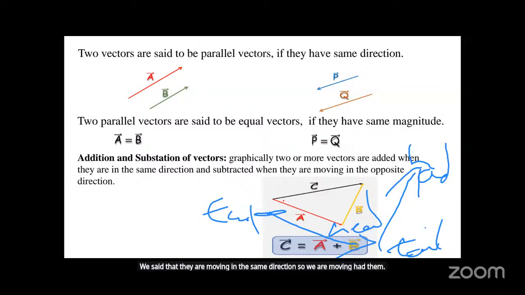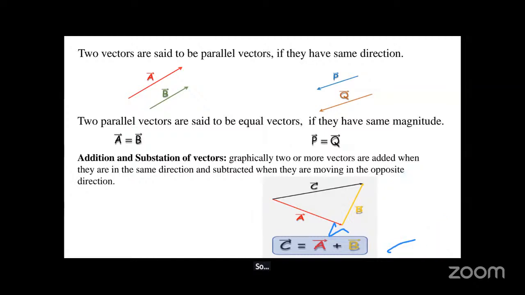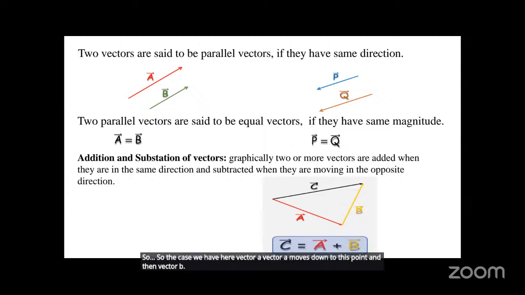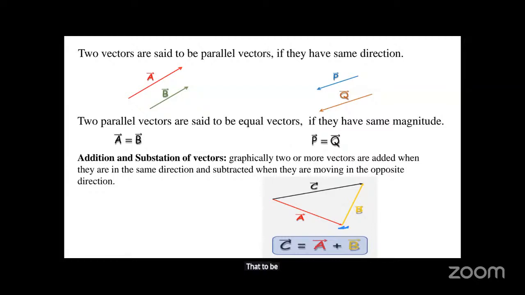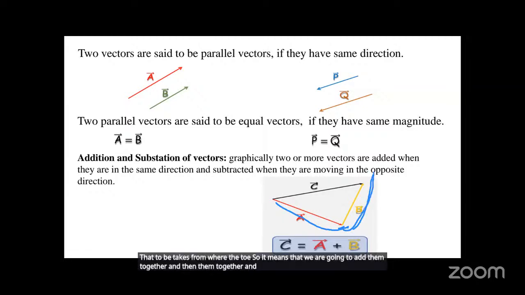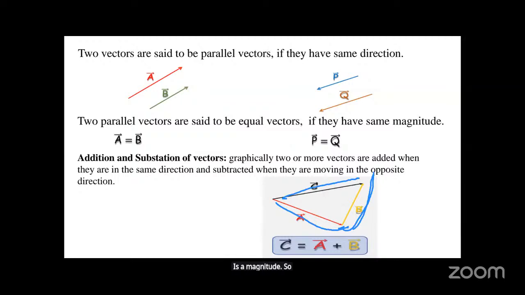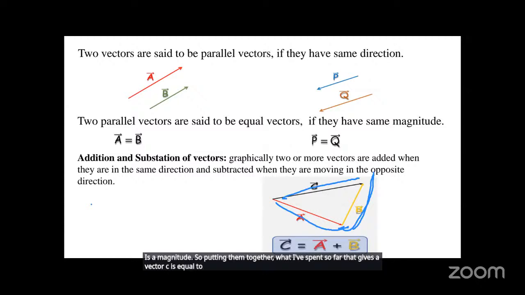So the case we have here, vector A moves down to this point, and then vector B takes from where vector A stopped. So it means that we are going to add them together. And then vector C is a magnitude. So putting them together, what I've explained so far, that gives us vector C is equal to vector A plus vector B.